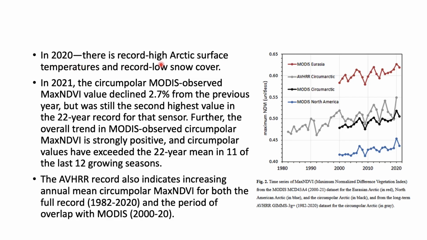In 2020, there was a record high Arctic surface temperature and record low snow cover. So this has been observed by the satellites. In 2021, the circumpolar mean observed max NDVI value declined 2.7 from the previous year, but was still the second highest value in the 22-year record for the sensor. So this clearly tells what is the change that is actually taking place. The AVHRR record also indicates increasing annual mean circumpolar max NDVI for both the full record and for the period of overlap with MODIS, 2000-2020. So here we can see how the data are actually correlated.